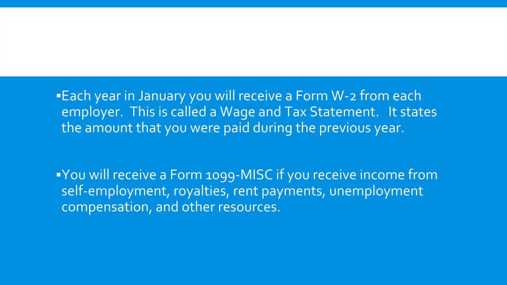You will receive a Form 1099 miscellaneous if you receive income from self-employment, royalties, rent payments, unemployment compensation, and other resources. So that's typically income that you receive from other resources that you did not pay taxes on throughout the year. Because if you're self-employed, for example, you don't have an employer taking out those payroll taxes out of your paycheck.